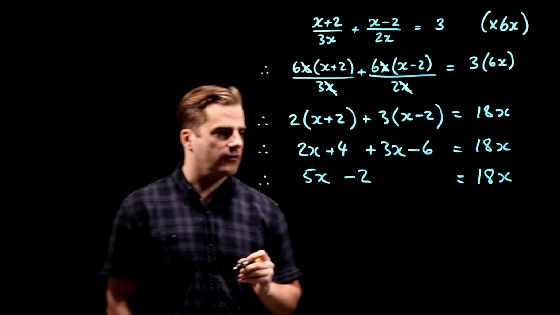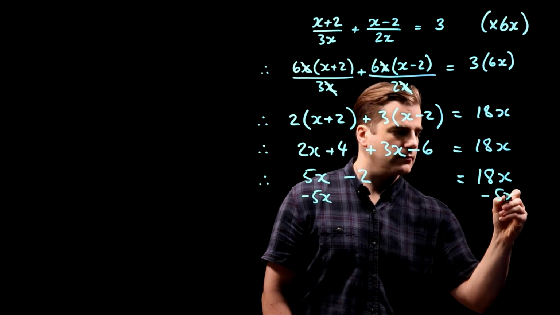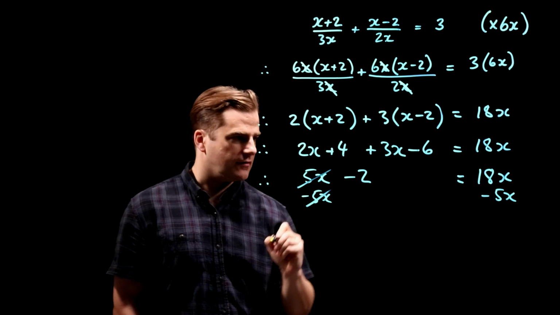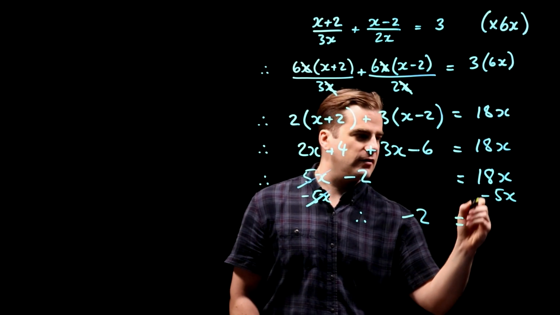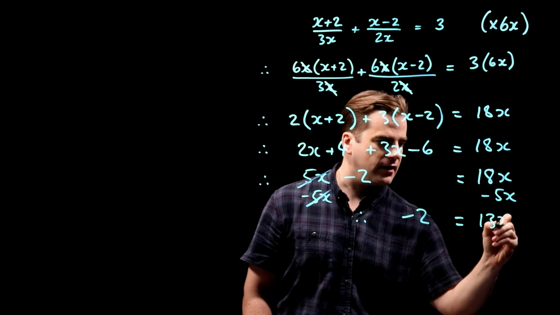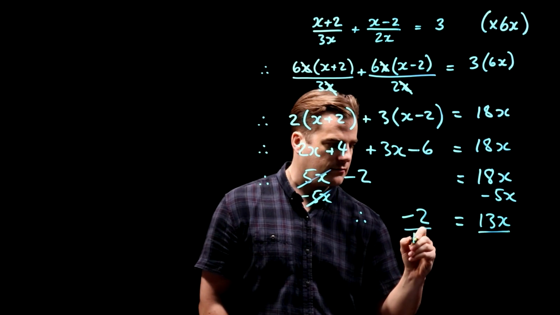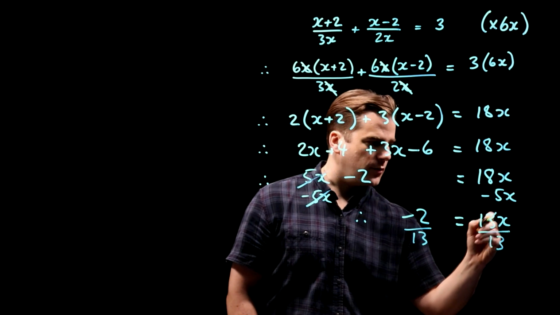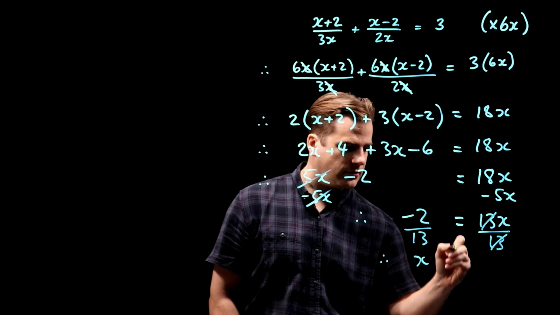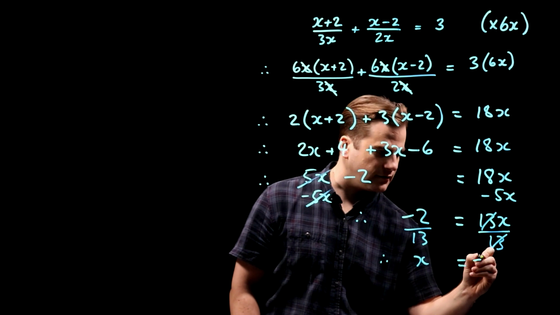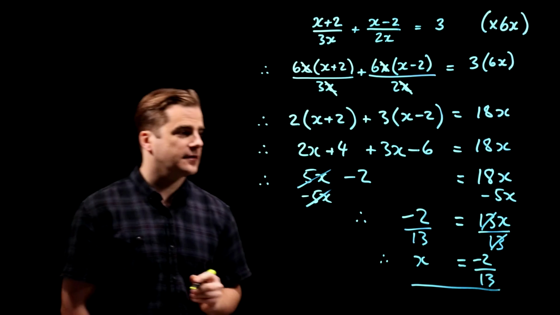Right, subtract 5x from both sides. 5x minus 5x is 0, so therefore minus 2 equals 18x minus 5x, which is 13x. Divide both sides by 13. Boom, boom. And we get x equals minus 2/13. And that is how it's done.